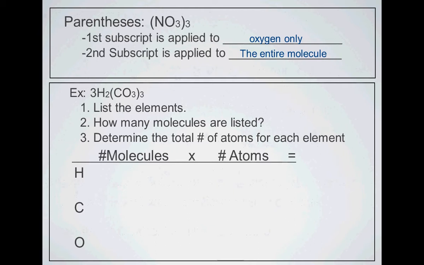All right, if we put together the parentheses, the subscripts and the coefficients, we can do a more complex example. So now we have a compound here. Again, we start by just listing whatever elements there are. In this case, all we have is hydrogen, carbon, and oxygen. How many molecules of this am I talking about in this example? 3. My coefficient is 3. What's my subscript for hydrogen? 2. So how many atoms of hydrogen are there? 2. Yes.